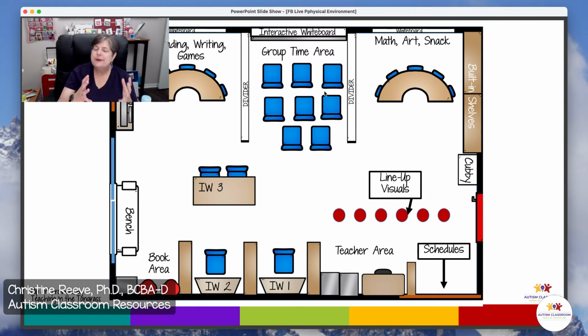But it doesn't make sense to do everything at the same table. The kids need to move. They need to interact with more than just one person. They need to interact with the pairs in the class. They need to get instruction from more than one person. Not new instruction, but they need to practice skills with more than just one person.